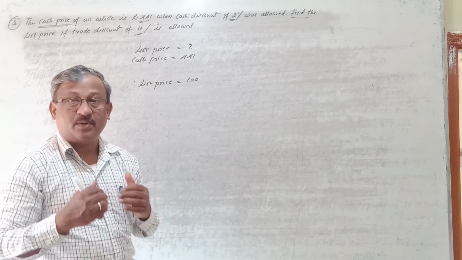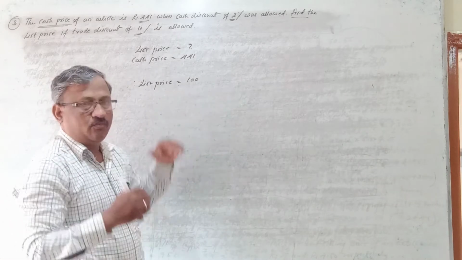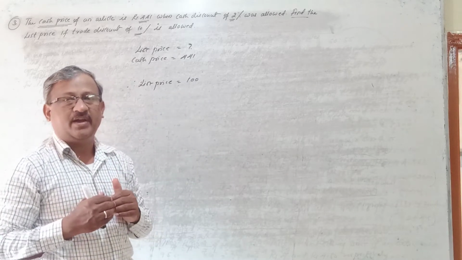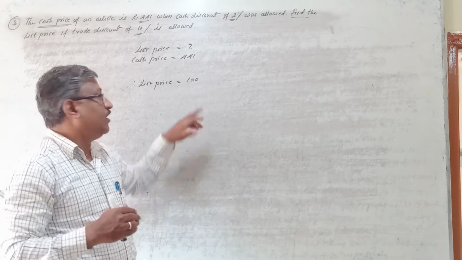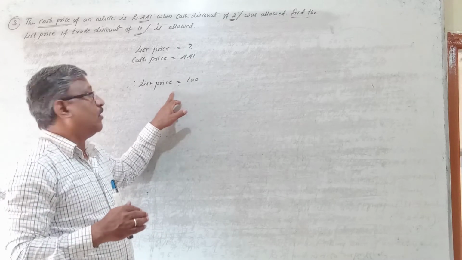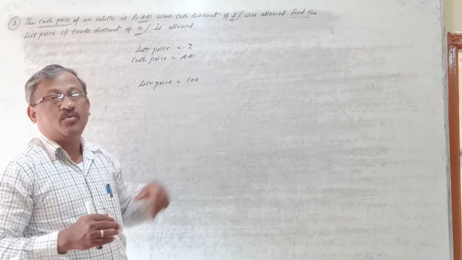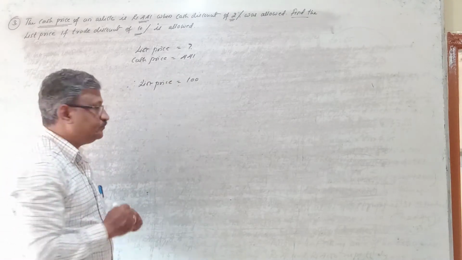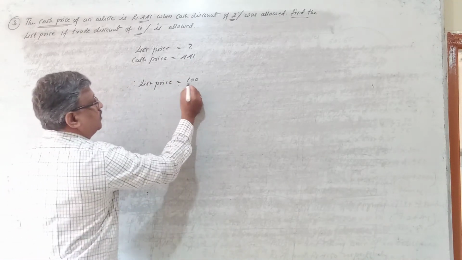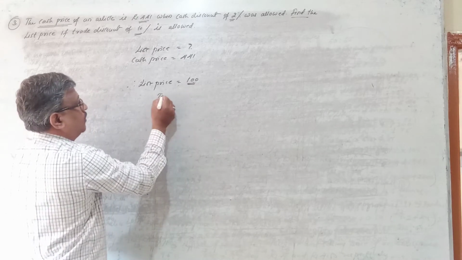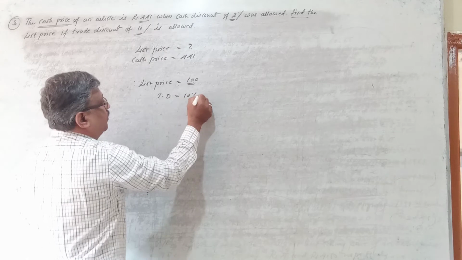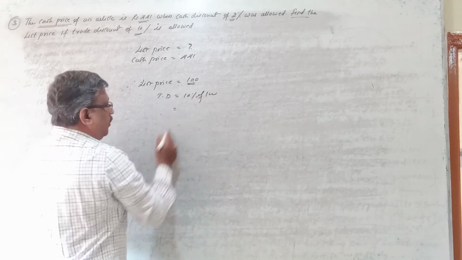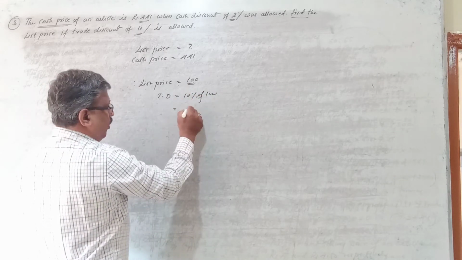Right? That is as per my assumption. Whatever cash price or net price you get is the price if our list price is 100. But what is the actual cash price given in the problem? It is 441. So suppose the list price is 100. On 100 rupees you have to give 10% trade discount. So you have to calculate 10% on what? 100 rupees.